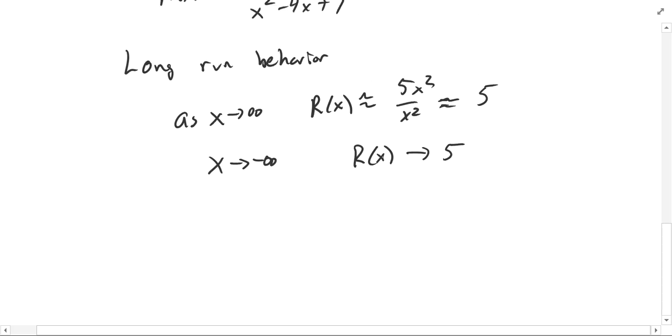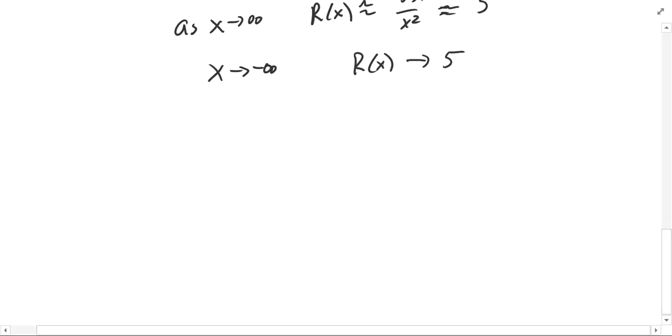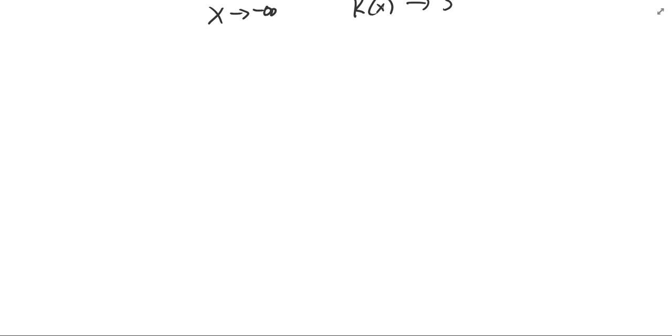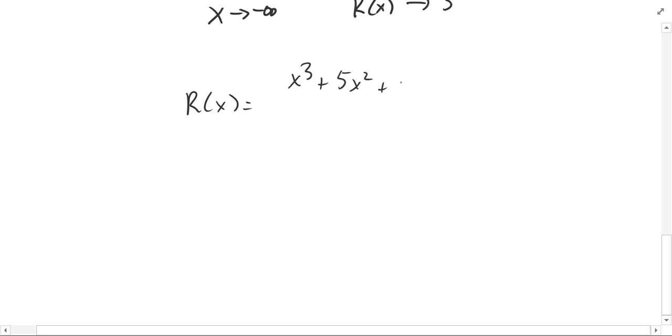You're going to have a horizontal asymptote at y equals 5. Okay, and one more example here. If you've got r of x is equal to, how about x cubed plus 5x squared plus 2x plus 1 over 3x plus 8. The long run behavior again.